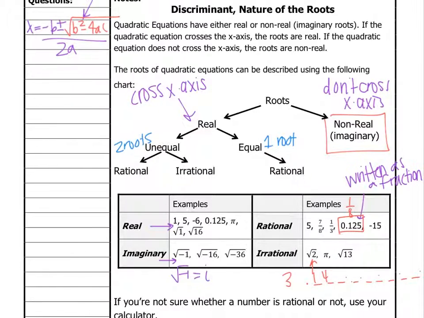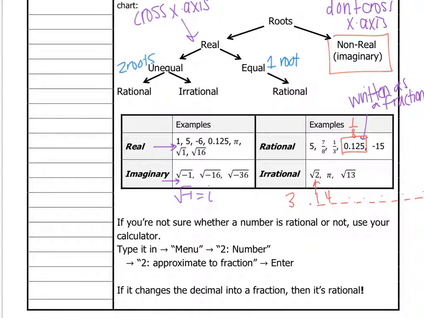If you're not sure whether a number is rational or not, just use your calculator, and here are some steps for how to do so. If it changes into a fraction, then it's rational. If not, then it's not rational. Go ahead and flip your paper, and then we'll talk about some of those discriminants and how to describe the roots based off of what it is.